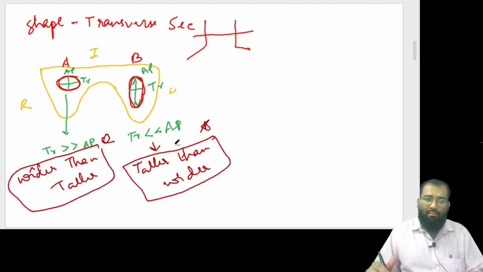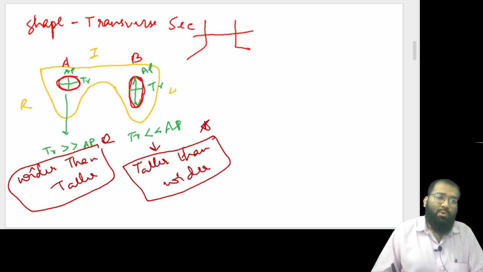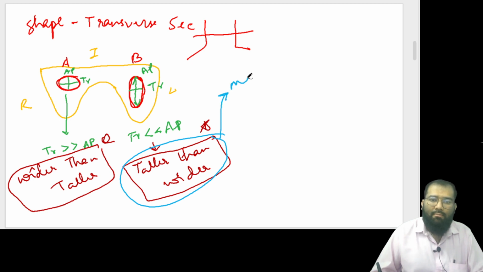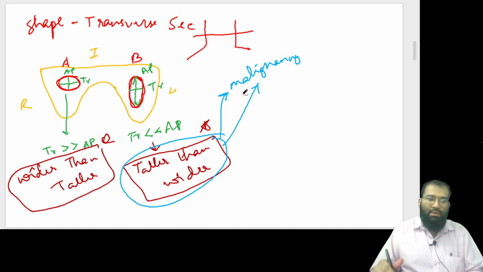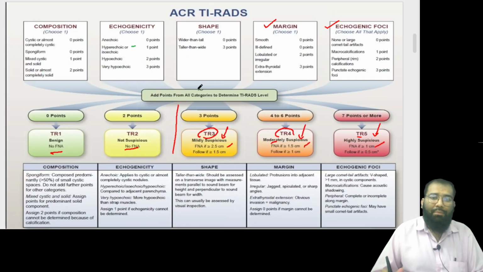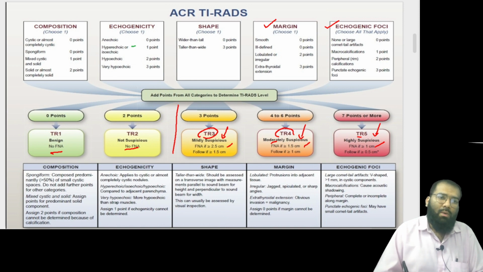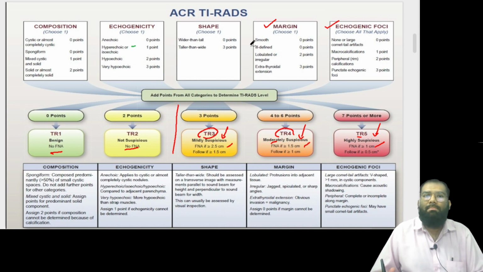अब इन दोनों में से when it comes to shape, it is this one, that is, if the lesion is taller than wider, it is this which favors malignancy. Okay, so taller than wider lesion favors malignancy. Okay, so now let us look back to our ACR chart. So you have to look at shape, whether it's wider than taller, assign it 0 points. If it is taller than wider, you have to assign it 3 points. Okay, so this is done. Now let us move to next important part, which is margins.